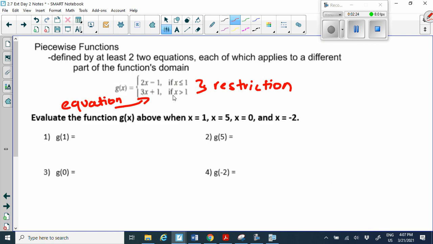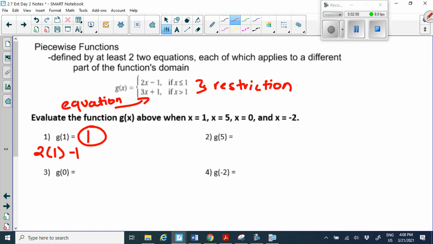So if I plug 1 into my first restriction, is 1 less than or equal to 1? Is that a true or false statement? It is true because 1 is less than or equal to 1. So because it satisfies the first restriction, we're going to plug the number 1 into our first equation. So we're going to have 2 times 1 minus 1, and so that means we'll get 2 minus 1. That gives us 1. So our answer is just 1. Okay?